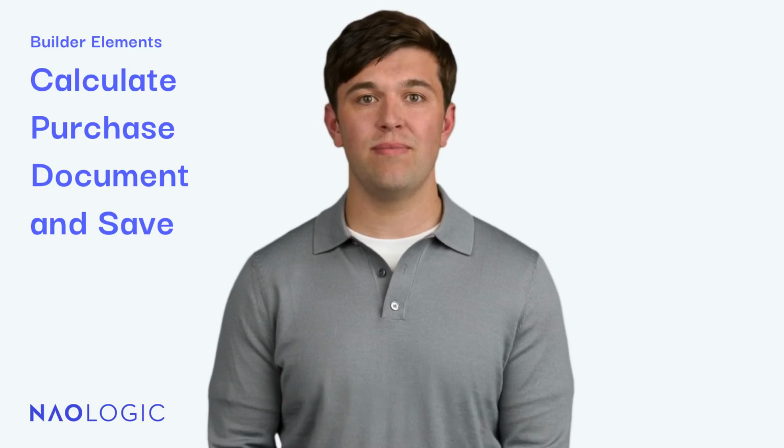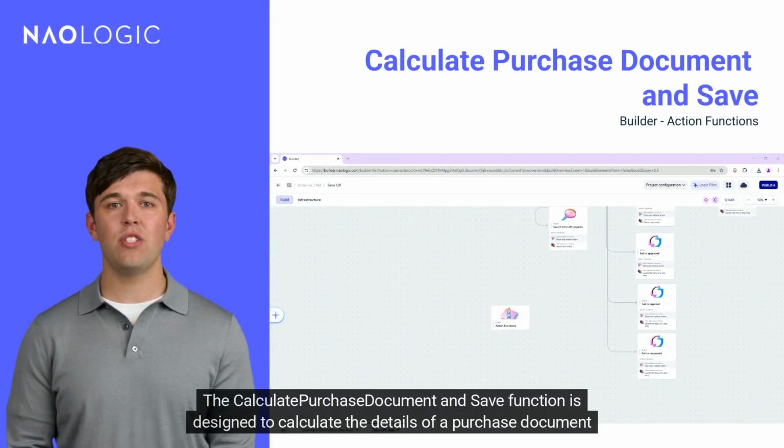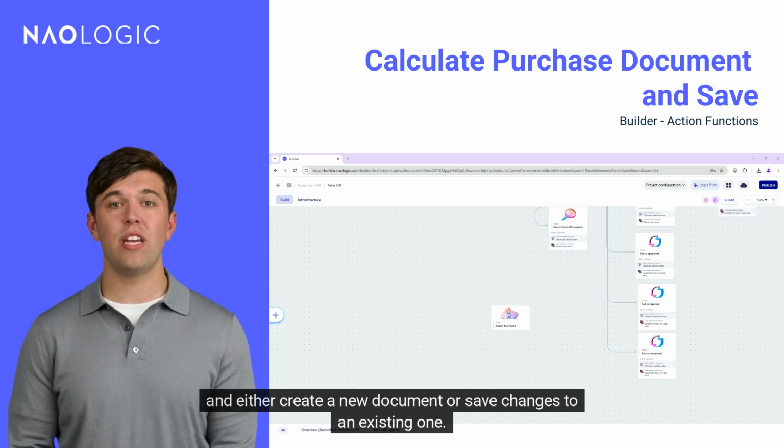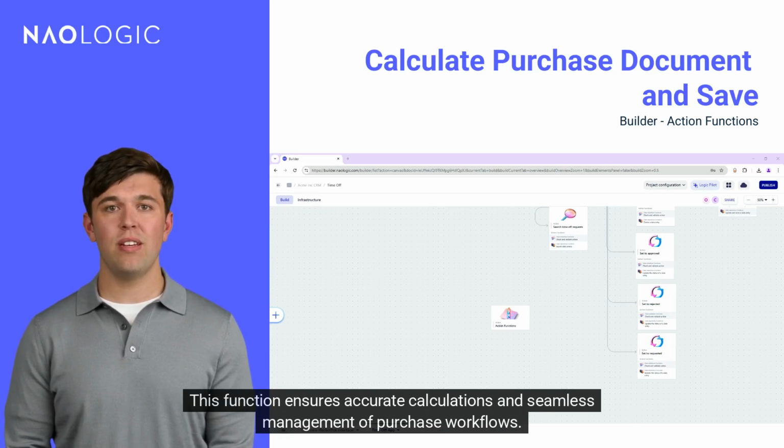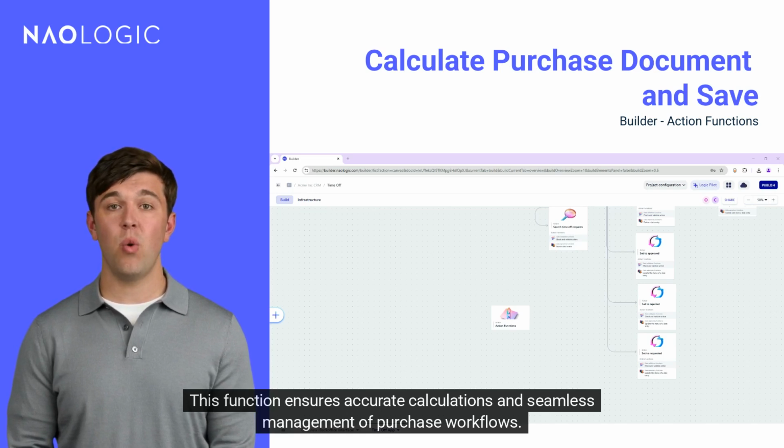Let's get started. The Calculate Purchase document and Save function is designed to calculate the details of a purchase document and either create a new document or save changes to an existing one. This function ensures accurate calculations and seamless management of purchase workflows.